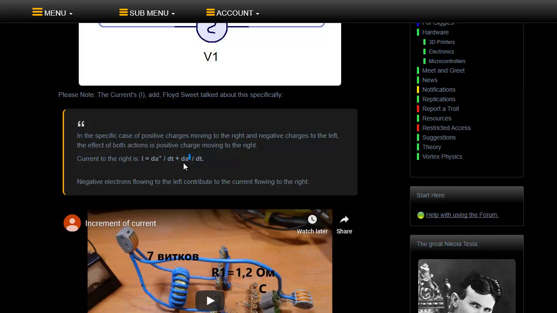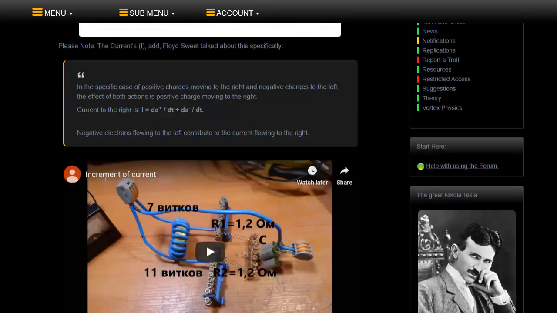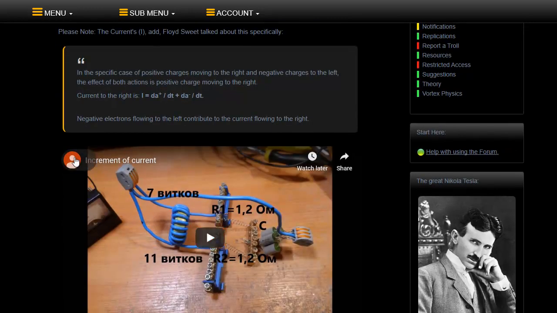dA is the time rate of change of the charged particles, being the current, and it's over dt. So he's giving us an equation there. He's basically saying add the two currents together as they're changing in time. Negative electrons, which is an interesting statement because he's defining one type here. Negative electrons flowing to the left contribute to the current flowing to the right. Very interesting statement.